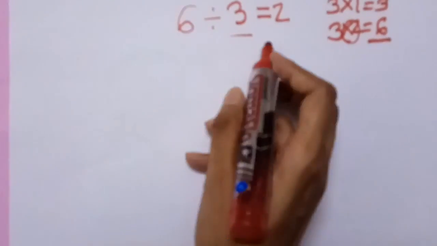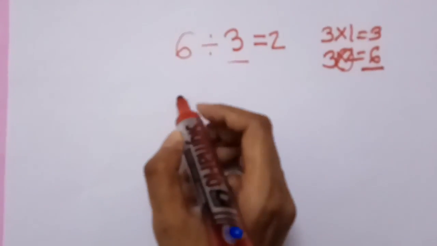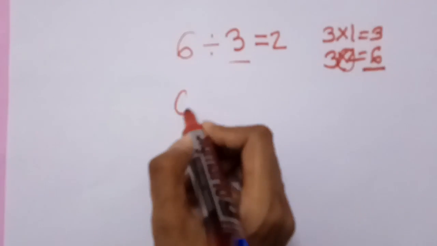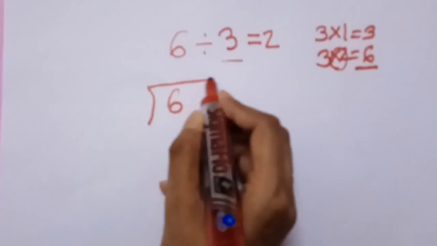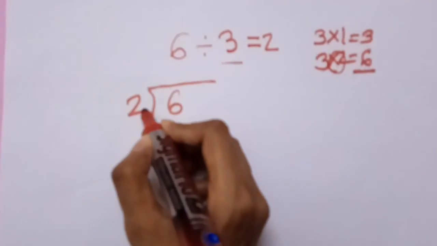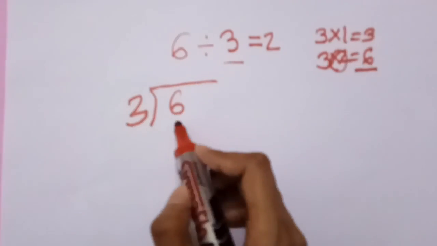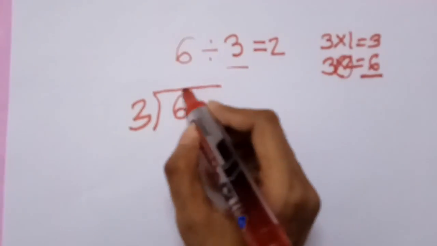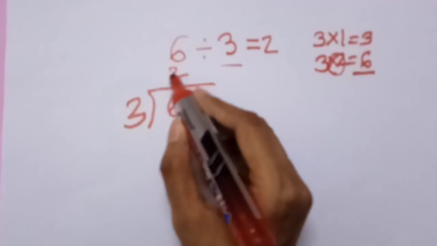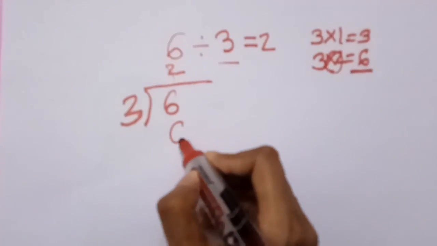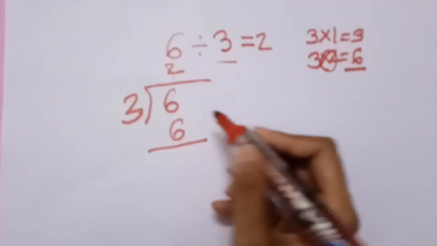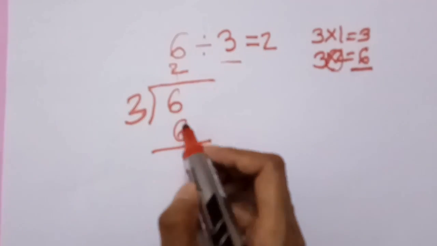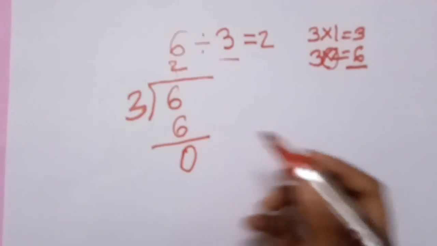There is another way of solving this. We will write the big number and the smaller number here. We will stop at 6. 3 twos are 6. We will write 2 here, and 3 twos are 6. The answer will be written here. And we divide: 6 minus 6 is 0.